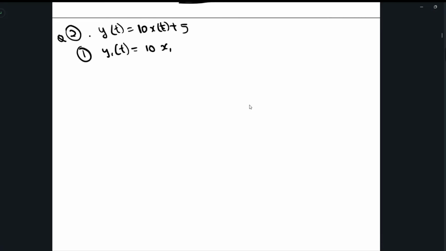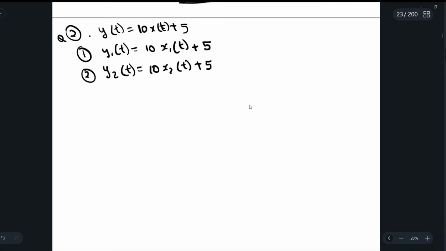Now in question number 2, we have the equation as y of t is equal to 10x of t plus 5. So now we have to find out whether this particular equation of a system is linear or not. So we will follow the same steps. That is, first of all, we will write y1 of t, and keep on writing along with me, guys. And if you are having trouble understanding it, rewind the video and watch it again. You will be able to understand it. So here we will get 10x1 of t plus 5. Now we will do the second step. What is the second step? We will write y2 of t, which will come out to be 10x2 of t plus 5.